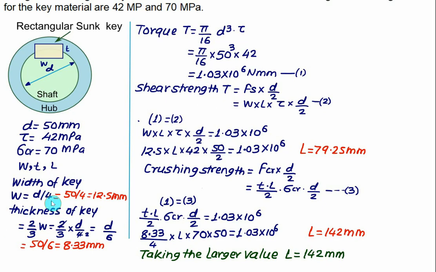The width and the thickness you have to always maintain standard. That is, in a rectangular key, width is equal to D by 4 and thickness equal to 2 by 3 times W. And in the square key, the width and the thickness are same. So in the case of rectangular key, we have length is obtained equal to 142 mm.